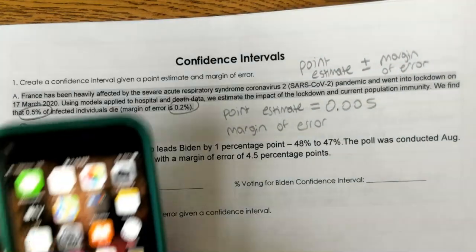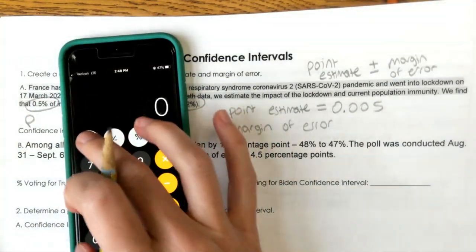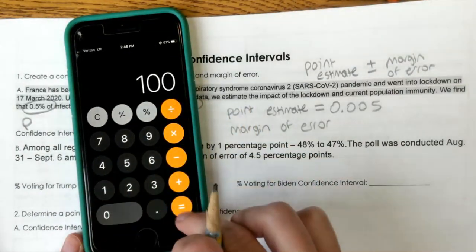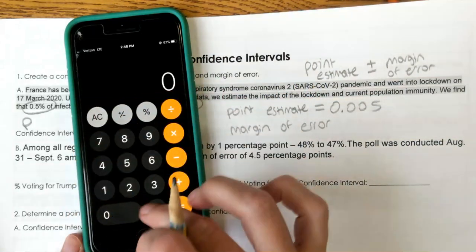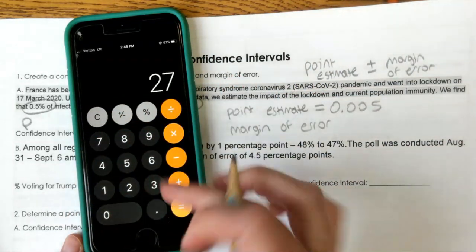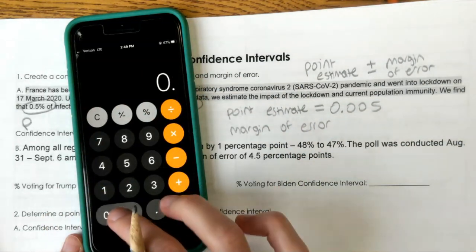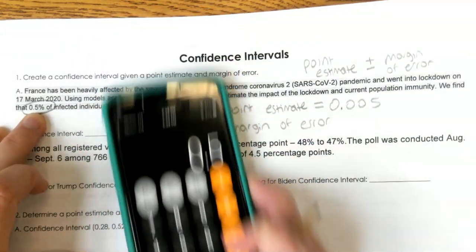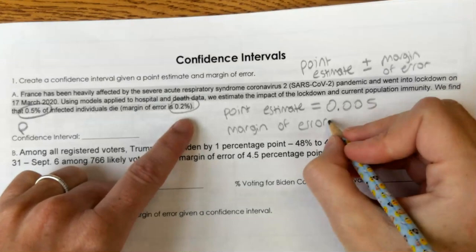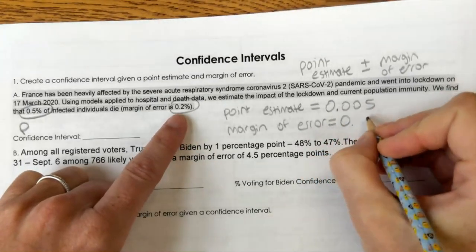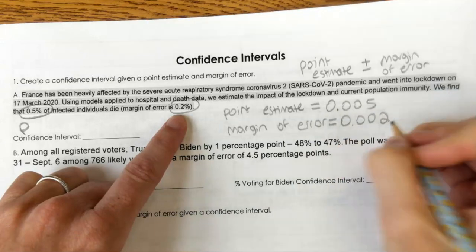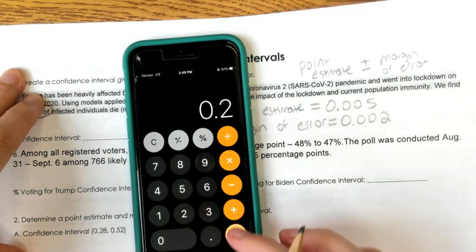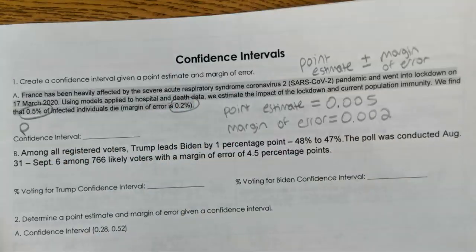If I were to take that number and multiply it by 100, that would give me my percentage, right? Because 10% is 0.1, and when I multiply it by 100, I get 10, right? That works. 0.27 is 27%. When I multiply it by 100, I get 27. Let's try this here. When I multiply it by 100, I should get my percent, which is 0.5%. So I did it correctly. Now let's go ahead and convert the margin of error to a decimal as well. 0.002. To check my work on conversion, I'm just going to multiply it by 100, and it should give me my percentage, which it does.